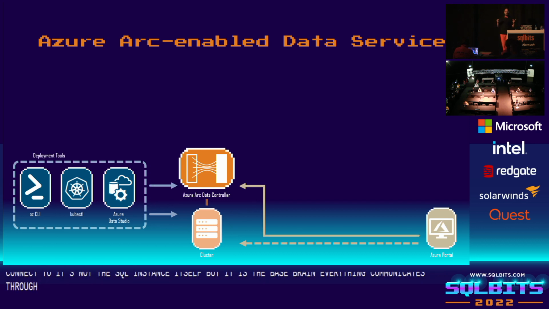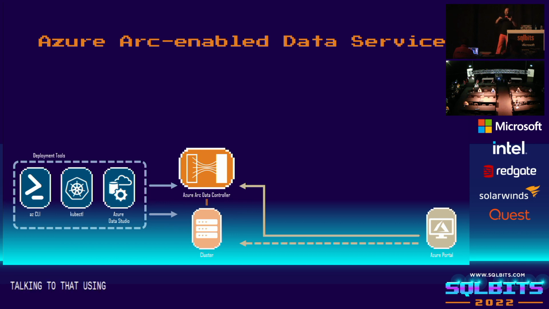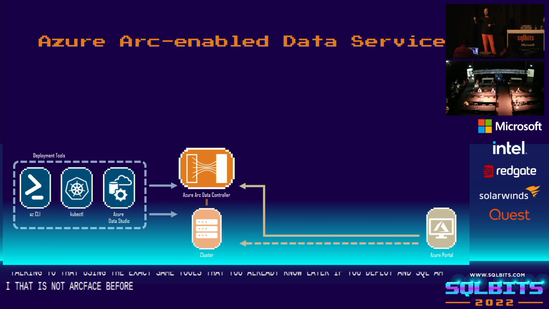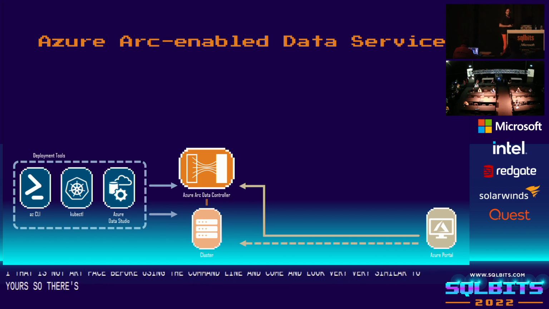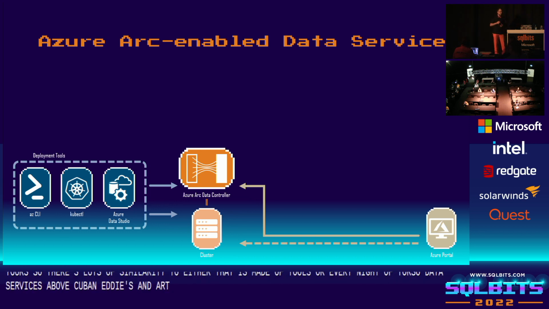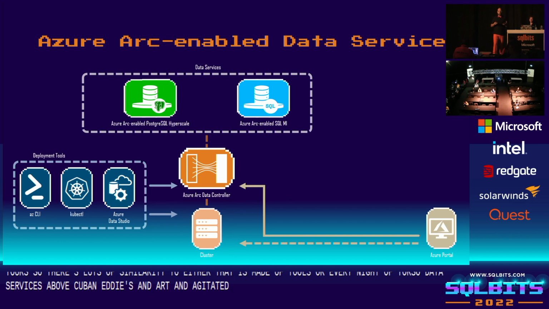Again, Arc Data Controller, we're talking to that using the exact same tools that you already know. We're going to be deploying an Azure Arc SQL MI later. If you've deployed an Azure SQL MI that is not Arc-based before, using the command line, the command will look very, very similar to you. So there's lots of similarity to either Kubernetes native tools or Azure native tools. So Arc-enabled data services are both Kubernetes and Azure native. On top of that data controller, in that same Kubernetes namespace, you can then deploy your Arc-enabled SQL managed instance or your Arc-enabled PostgreSQL Hyperscale.